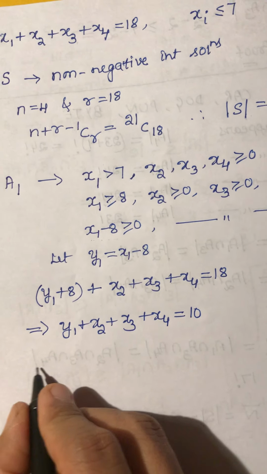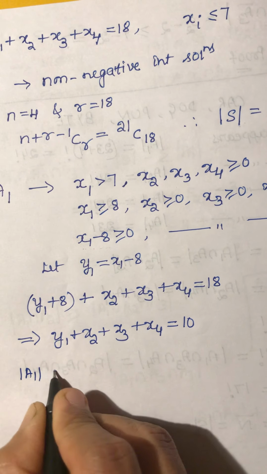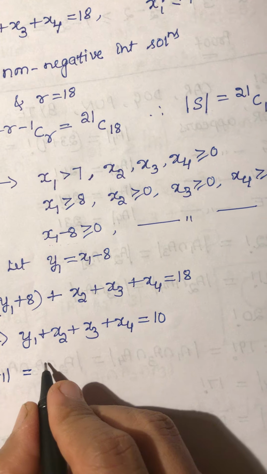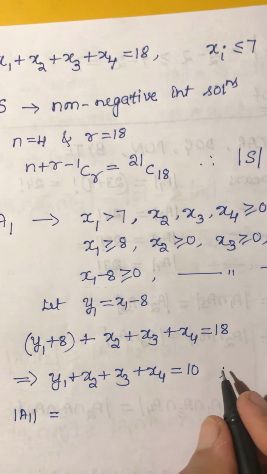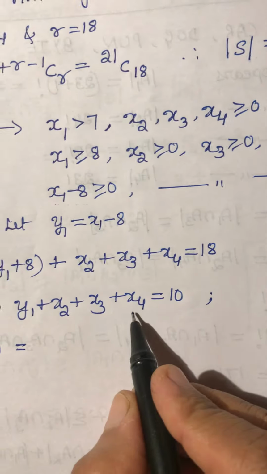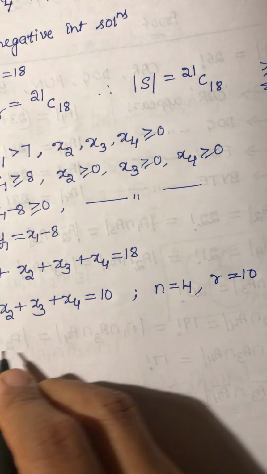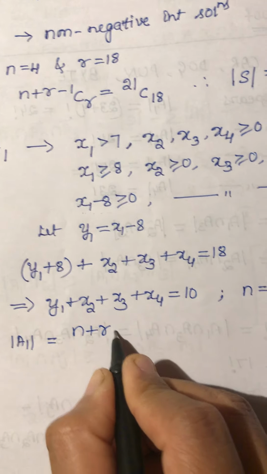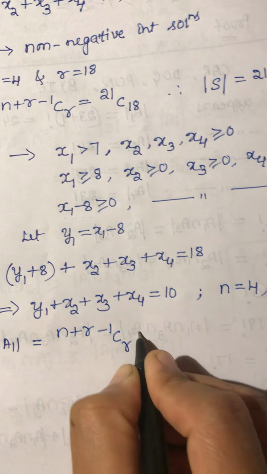So how many solutions exist for this equation? Again the same formula, n plus r minus 1 C r. What is the n value here? n is 4. What is r? r is 10. So n plus r minus 1 C r is 13 C 10.